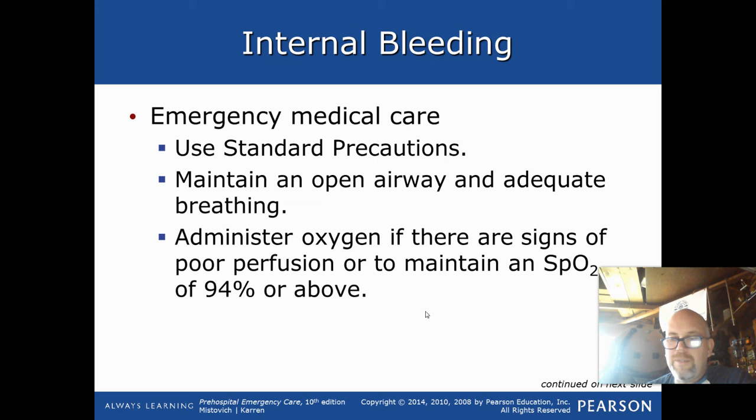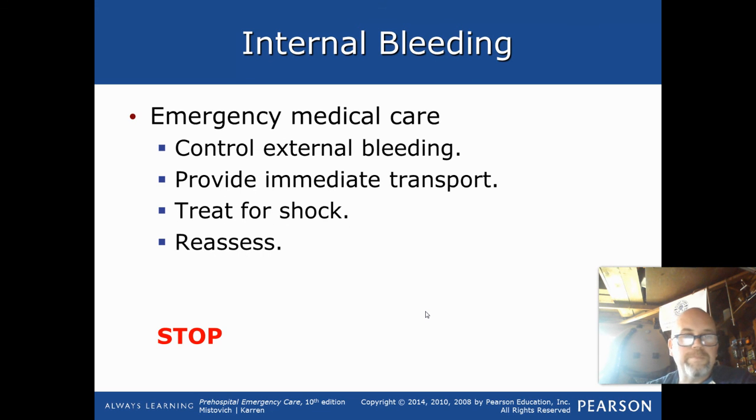And again, back to the basics. If we're looking at pulse ox, which we don't look at here in California, but we should understand them, and if they are being used and we see anything below 94%, then we need to provide O2. Control external bleeding, provide immediate transport, treat for shock, and go back over the assessment.